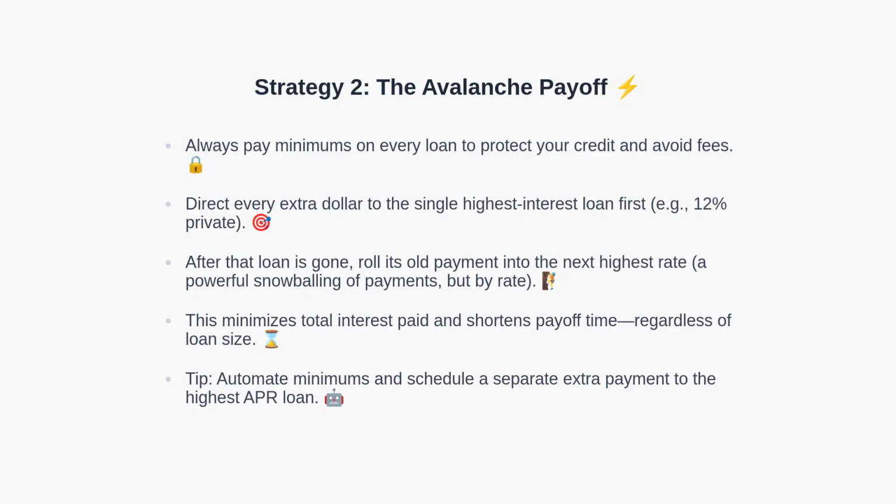Let us implement strategy 2, the Avalanche Payoff. First, you always make minimum payments on all loans to protect your credit history and avoid penalties. Next, you direct every additional dollar toward the loan with the highest interest rate, for example, the 12% private loan. Then, once that loan is eliminated, you roll its freed-up payment into the next highest rate loan. This cascading approach minimizes total interest paid and accelerates payoff time, regardless of individual loan sizes. To ensure consistency, automate the minimums and schedule a separate automatic extra payment to the highest annual percentage rate loan.